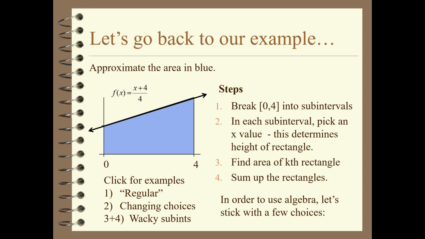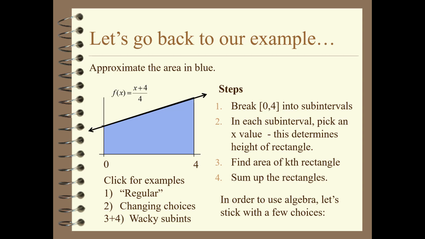So let's go back to an example we had in our previous video. Remember, I was trying to approximate the area underneath the function f of x equals x plus 4 over 4 over the interval from 0 to 4. That gave us a trapezoid. So we know how to find the area of the trapezoid. I'm just interested in approximating that area. So keeping in mind what we've done so far, I would break the interval from 0 to 4 into subintervals. In every subinterval, I would then pick an x value.